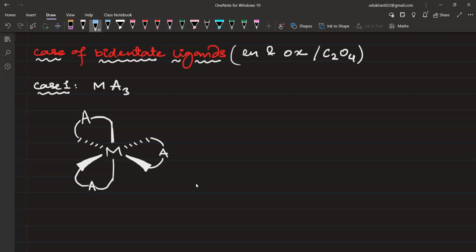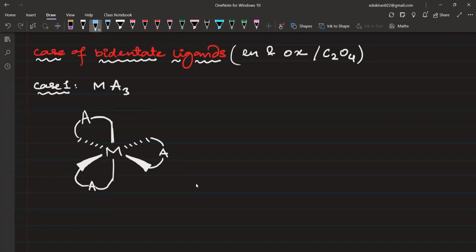Let us try some plane of symmetry. Let us try to put the plane of symmetry here. You can see that this side we are having A, this side we are not having A. Can you all see that? Yes or no? Please tell me. Dekhiye, we are having only one type of ligands, but still you can see that there is no plane of symmetry. Yes or no? Please tell me.